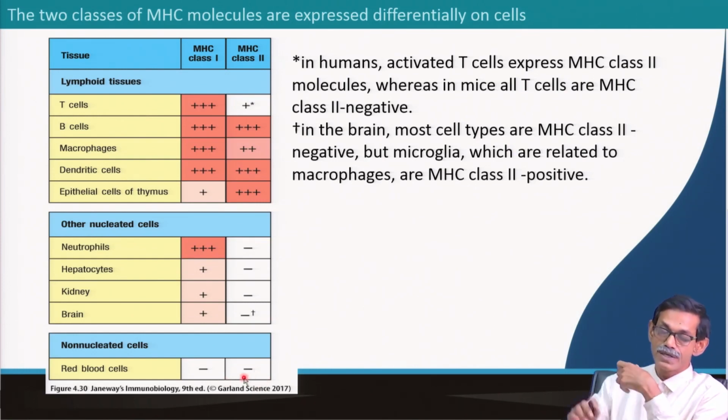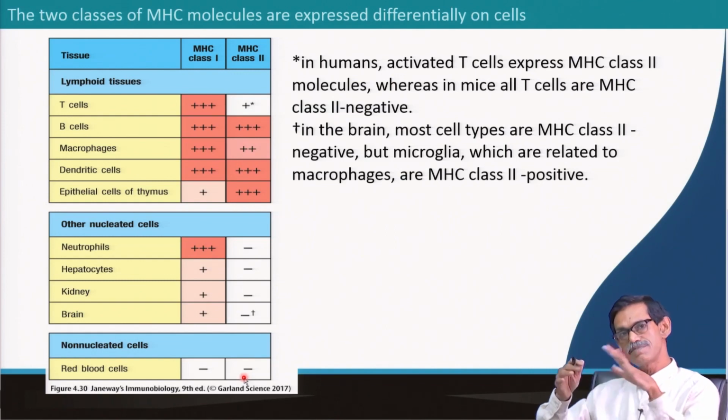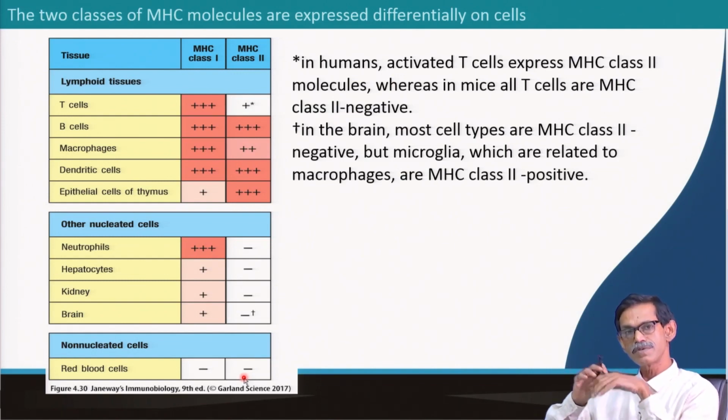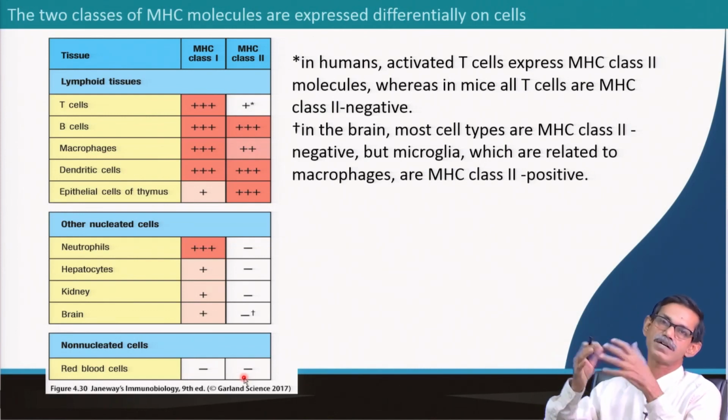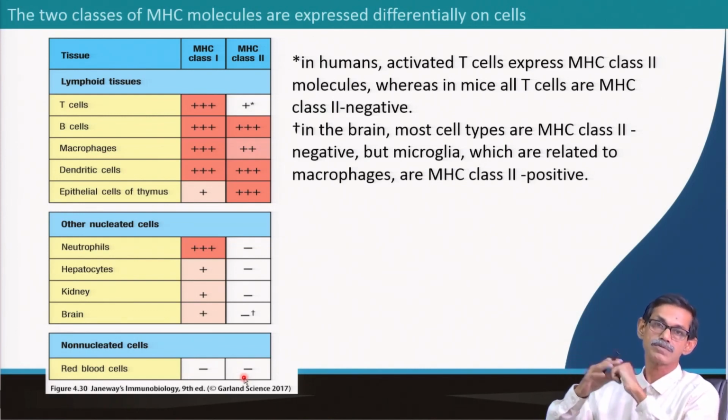So this is the general distribution of MHC1 and MHC2. If you remember this, automatically you can remember their function, what MHC1 and MHC2 do, or the other way around. If you remember the role of MHC1, you can remember their distribution in different parts or different cell systems of our body.